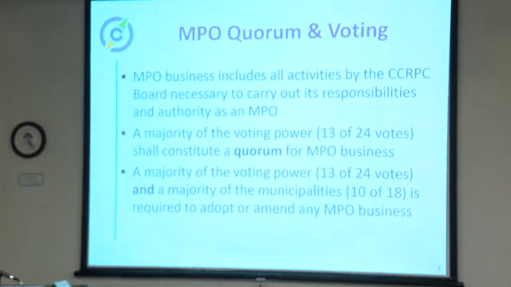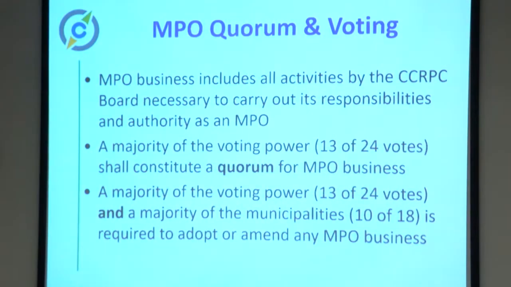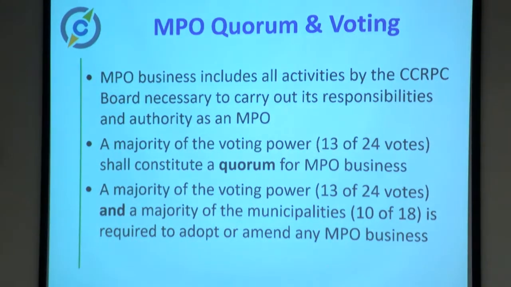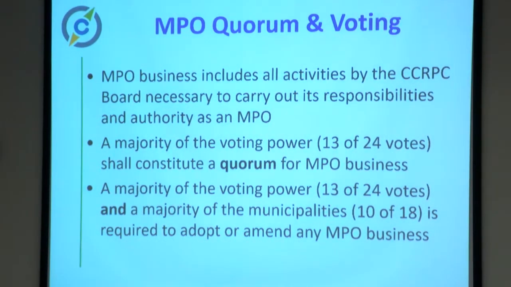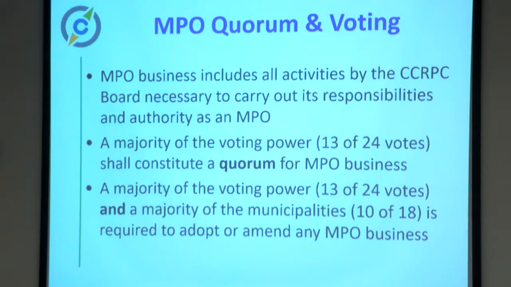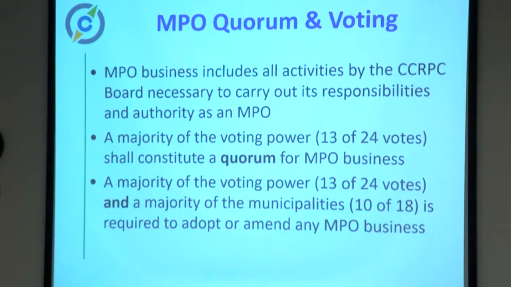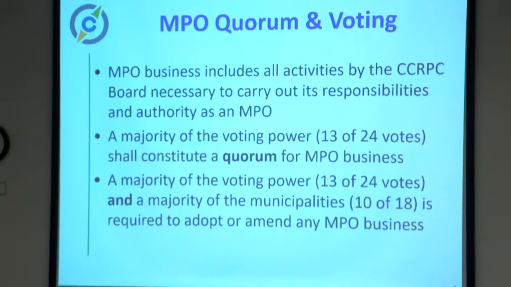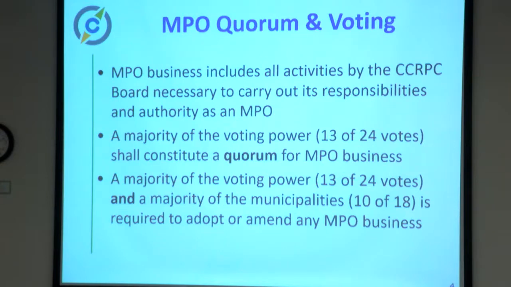that uses federal funding. And the quorum, you asked Barbara, so basically to have a quorum, we have to have 13 of the 24 votes. In order to actually execute any of the MPO business, you have to have a quorum, which is 13 out of the 24 present, and the majority of the municipalities need to vote in favor of something to amend or adopt a plan or an action. Is that clear? Okay.